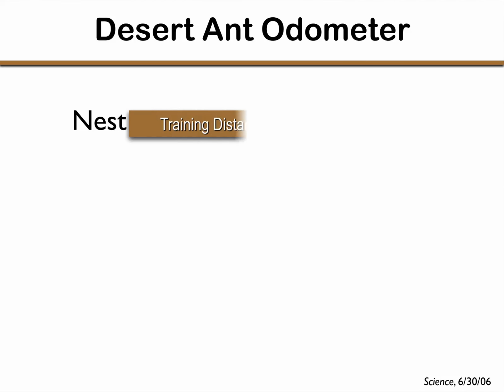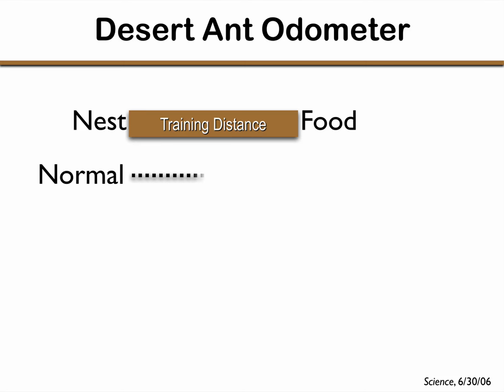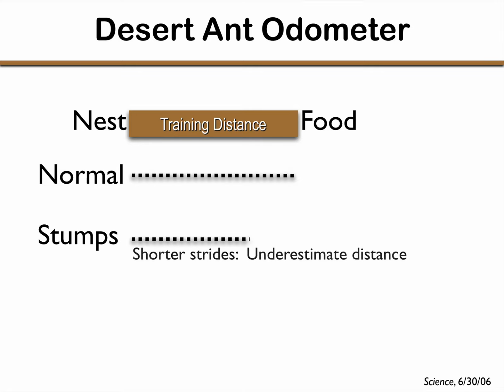Okay, so what was done in this experiment is this. So there's our nest. You're going to train them from the nest to a food source. And it's just a given distance, okay? So there's the nest. There's X amount of distance to the food source, okay? Here's our normal ants, and they go that distance. That's what they were trained to. They go to that distance, and they get food. The ones with the stumps stopped short.